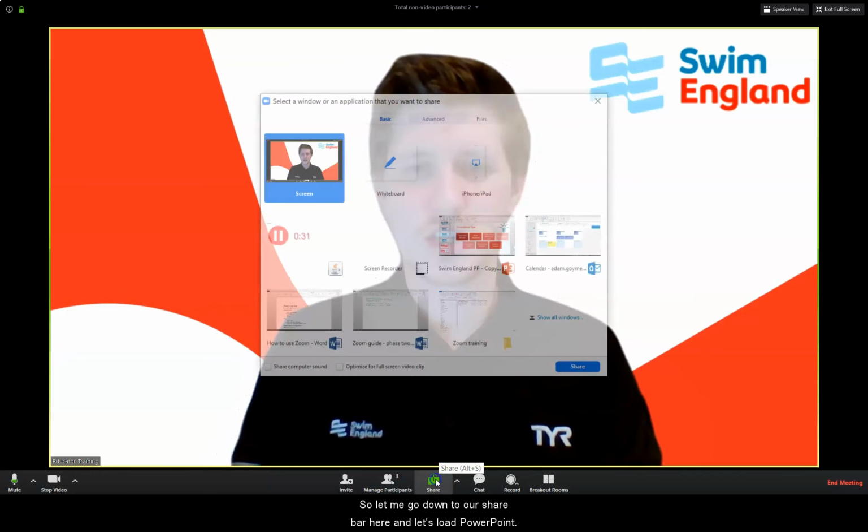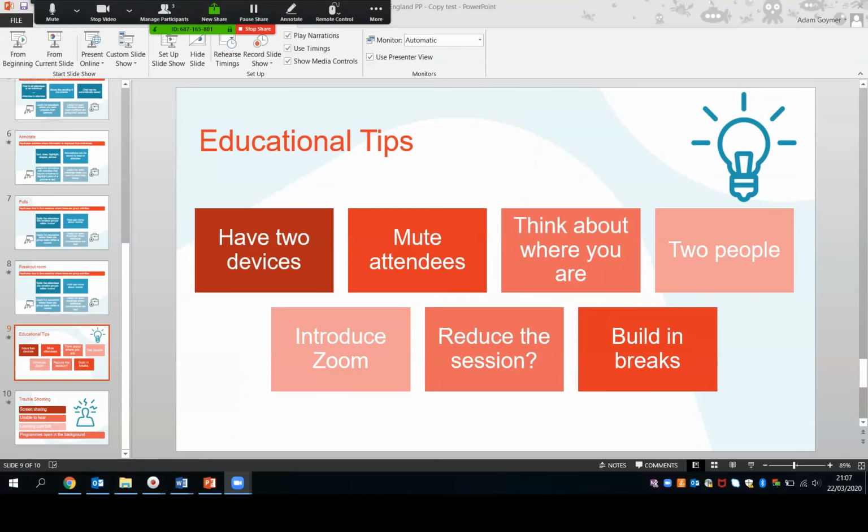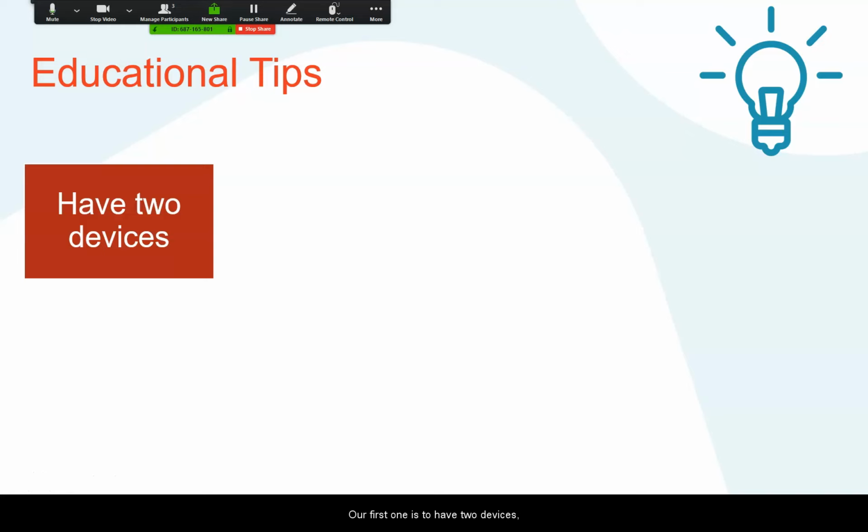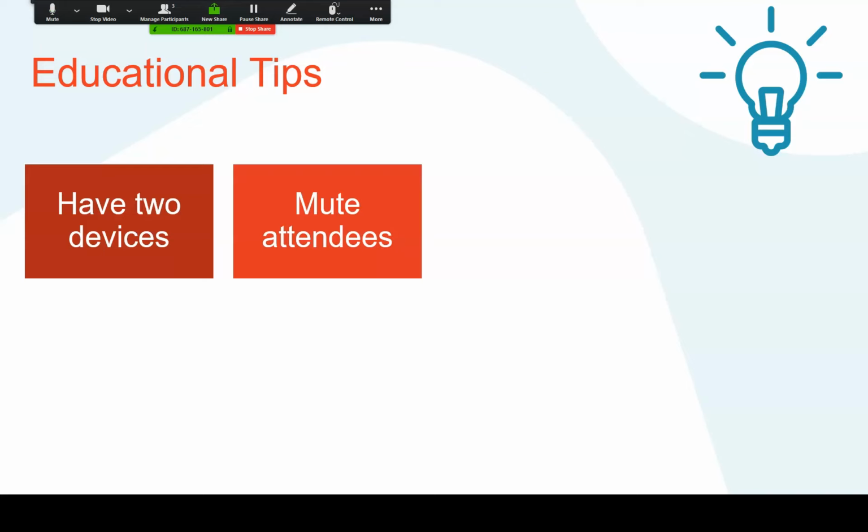So let me go down to our share bar here and let's load PowerPoint. Educational tips then first. Our first one is to have two devices. What we mean by this is deliver from one laptop and then have a secondary laptop or a tablet or a phone open with Zoom, having shared the link with yourself. This will mean that you have one device which you're presenting from, and that second device you can see what learners can see. That will mean that any problems that happen, such as screen sharing or otherwise, you will spot them ahead of your learners sending you a message and letting you know.